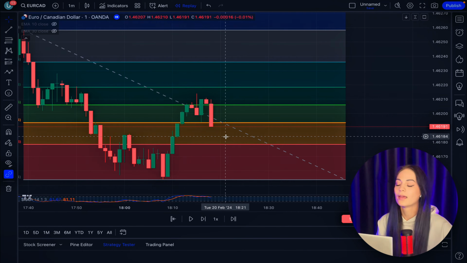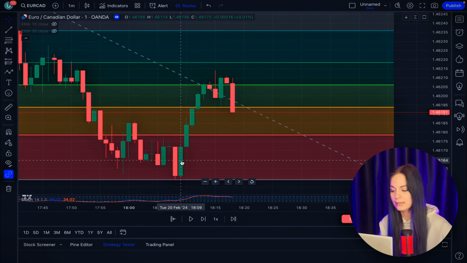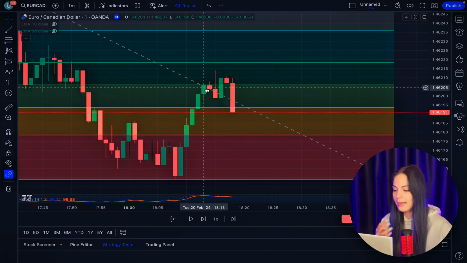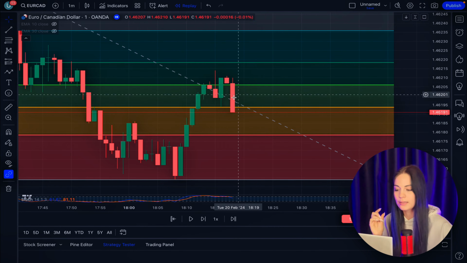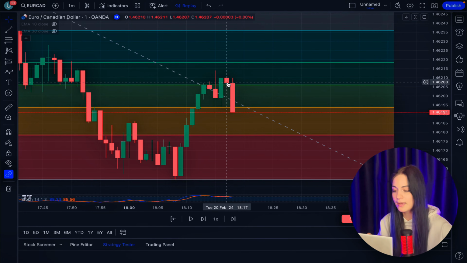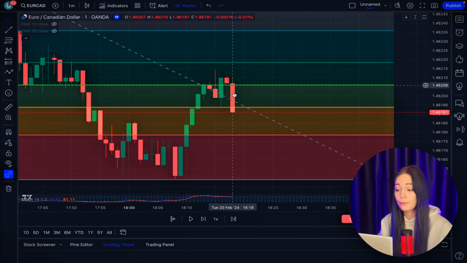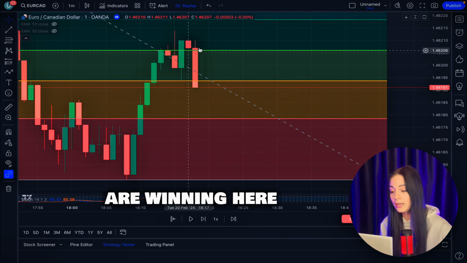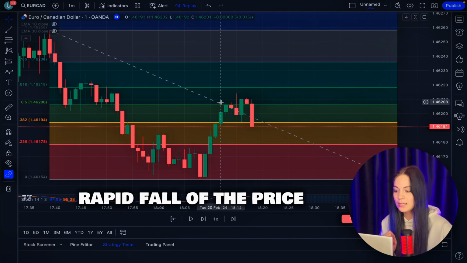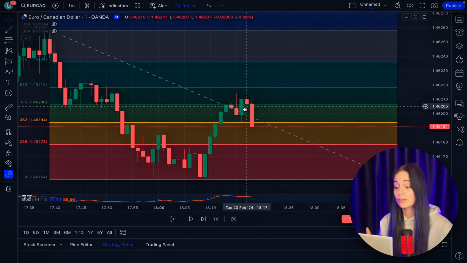So what does it tell us? The price was going down, there was a pullback, and of course we see green candlesticks forming on the chart. And first of all, we look at the green candlesticks. Every single green candlestick is smaller than the previous one, so this is losing of momentum. And then when we get to the level 0.5, we have the resistance here. The price is going down, up, before the big red candlesticks, because bears are winning here and there is a rapid fall of the price, and this is a confirmation for us that this is the big bearish momentum right now.